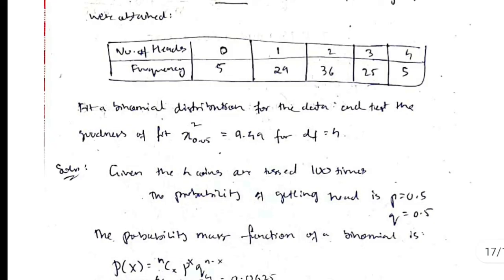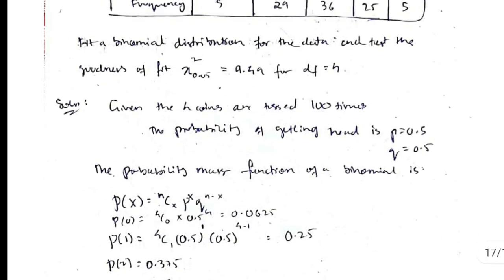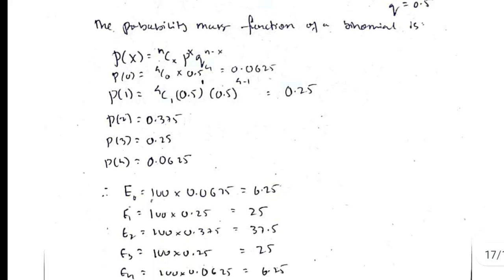Here what they have given is fit a binomial distribution. They can give any type, like Poisson distribution or other types which you learned in the previous module. Okay, so any type of distribution can be given. We have to find out the probability values. P and Q: it's an unbiased coin, so it's 0.5 and 0.5. And then the probability function P of x is nCx P power x Q power n minus x. We'll substitute these values for 0 to 4, and we'll get the probability values.